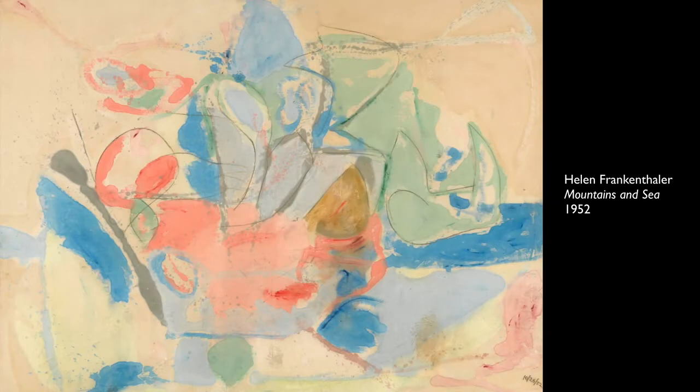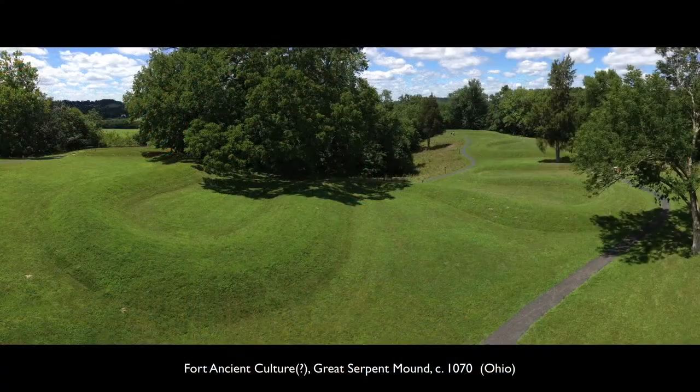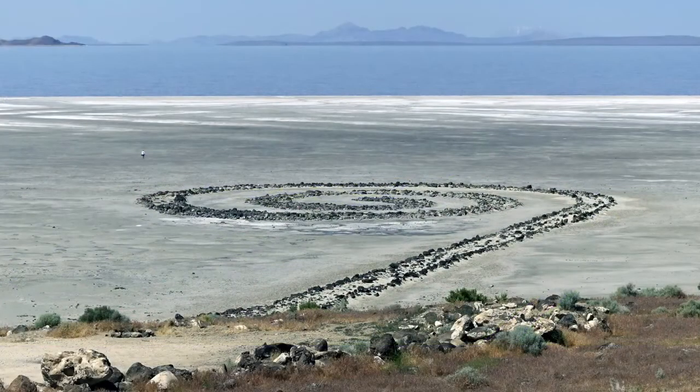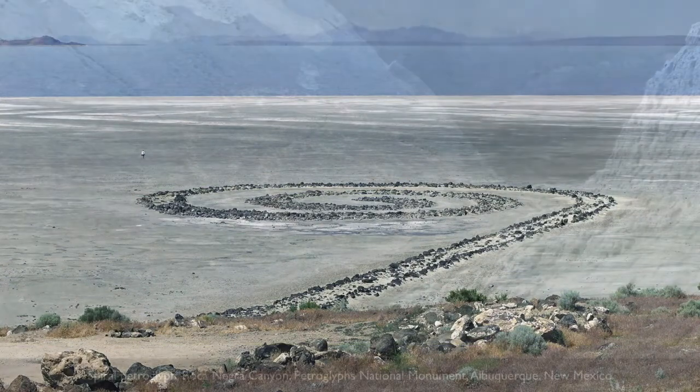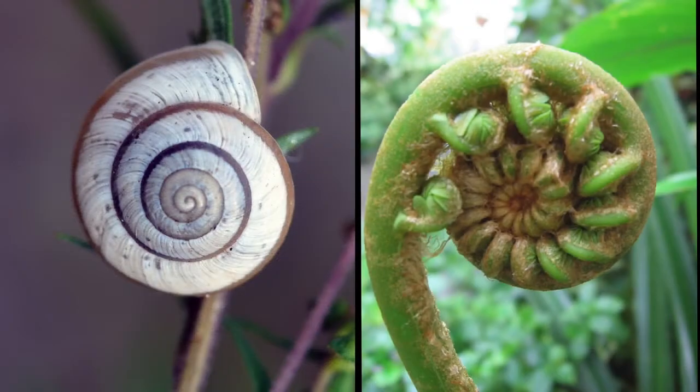We can go even further back and look at the artwork of indigenous peoples in the Americas long before the Europeans arrived. The geoglyphs that are known as the Nazca lines in Peru, in South America, or the earthworks that come out of the Fort Ancient culture in North America. And in fact, the very shape of Spiral Jetty is a form that has shown up in petroglyphs throughout the American West. And it's a form that appears in nature quite frequently.